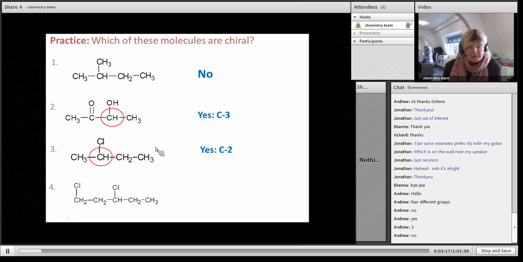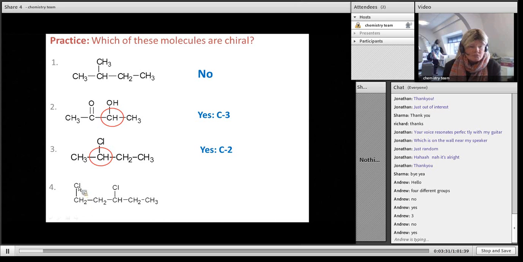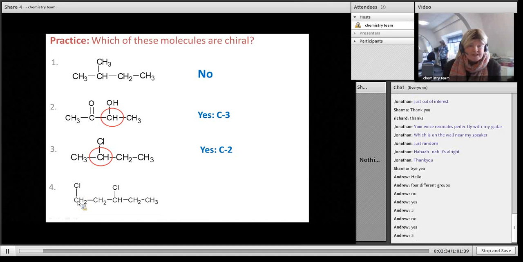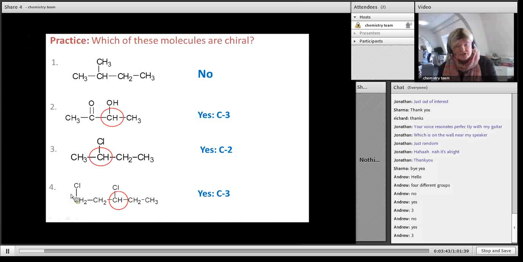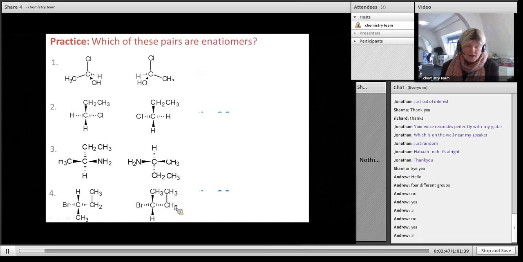And then the last one, number 4, is there a chiral carbon in this one? Yes, there is. And would you like to have a go at which one? This one will, of course, be C1 because it's got the lowest one. So C3, correct. It'll be that one because it's got an ethyl, a chlorine, a hydrogen, and a chloroethyl. And a chloroethyl is different to an ethyl. Okay, so you've got it clear in your head how to recognize a compound that can be chiral.